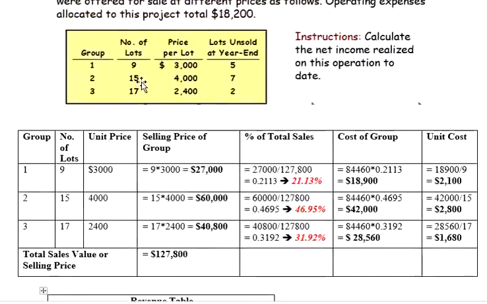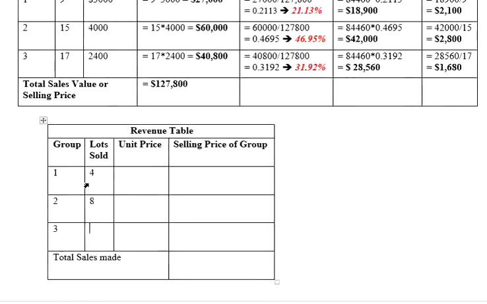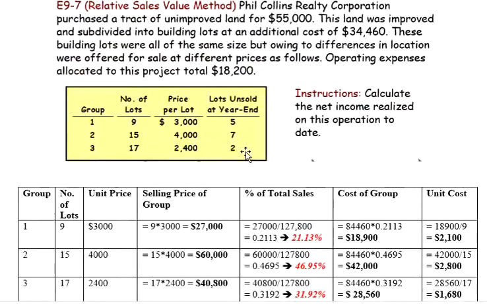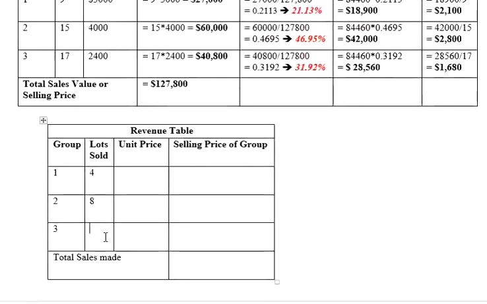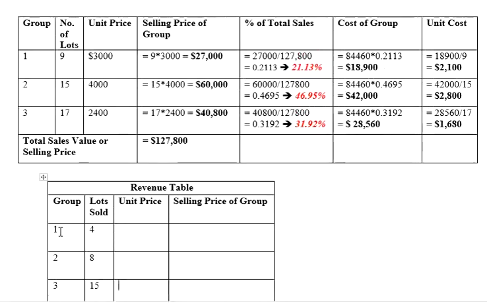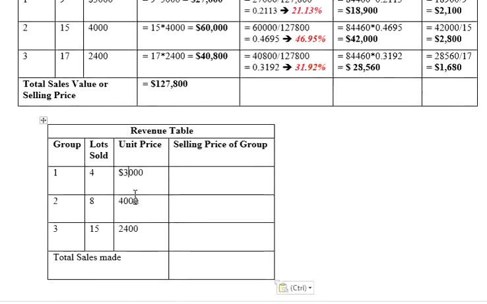Then we had 15 lots at the start of the year, and at the end of the year we got 7 lots only remaining in the second group. So 15 minus 7 is equal to 8. So 8 are sold. Then 17 minus 2 is equal to 15. So out of 17, 15 are sold and 2 are remaining. Now what is the unit price of group 1, group 2 and group 3? In order to save time, I will just directly copy it from here and paste it here. So we got $3,000 for group 1, $4,000 for group 2, and $2,400 for group 3.